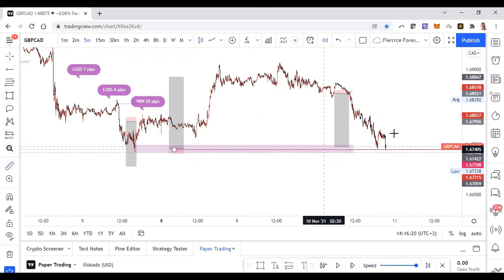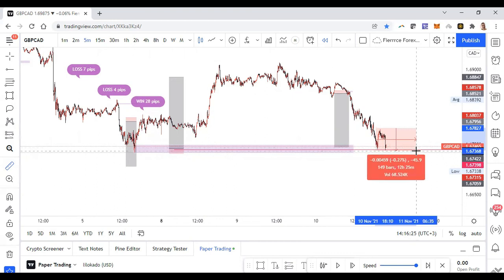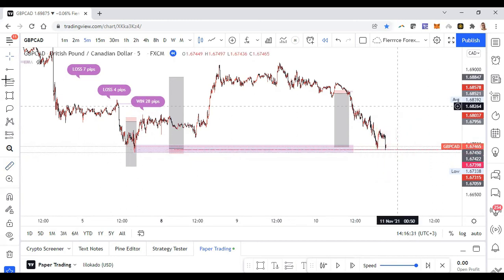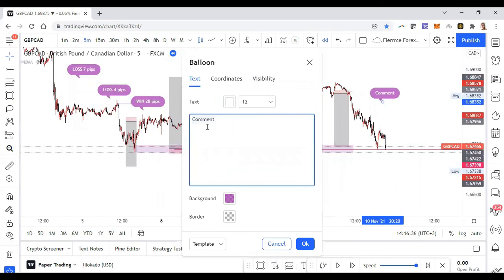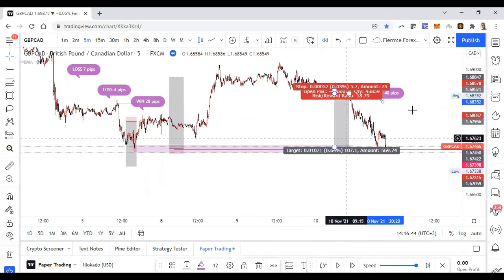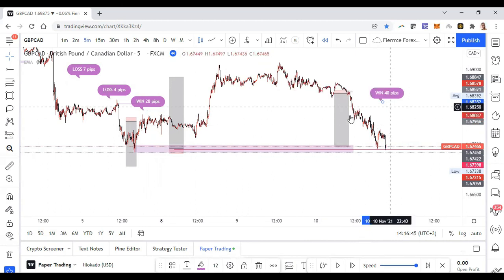So let me see how many pips that was before it came back and retested. That was about exactly 43, let's say 40 pips. So there was a win there of a pending order that I placed of 40 pips. And then there was this big win on this pending order here of 107 pips.